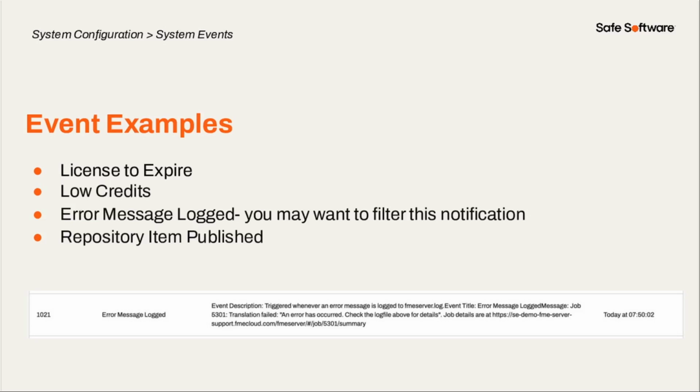And then lastly, when a new repository item is published, I've heard people before want to be notified every single time a repository item, being a workspace, is published up to their FME Flow. Perhaps they want to share that workspace with other users within the same group or do something like that with it. So system events are a good place to start when you want to be notified about what's occurring on your system.